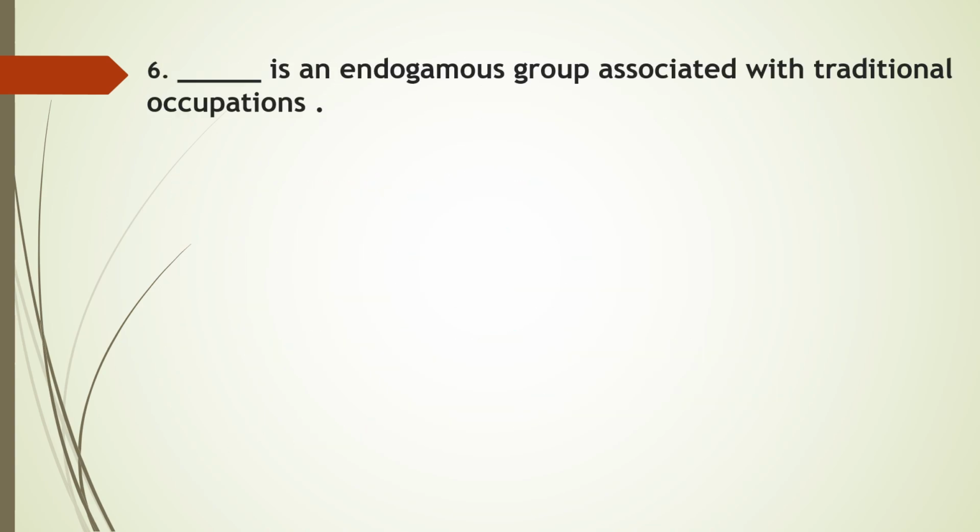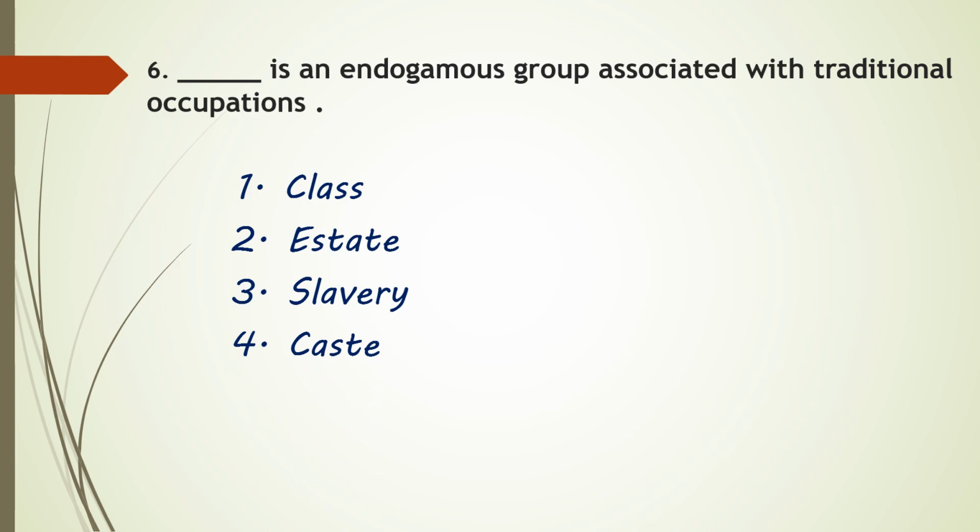Question number 6. Dash is an endogamous group associated with traditional occupations. Options are class, estate, slavery or caste. The correct answer is option 4, caste.